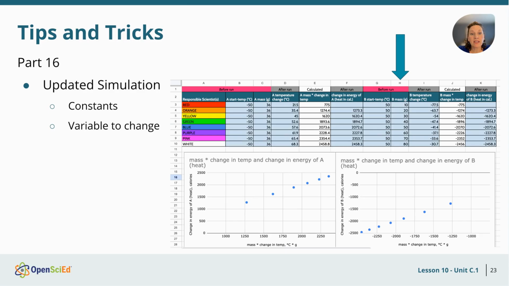And the updated simulation in part 16, to make things easy, I let the students come to a consensus about what they would like to keep constant. My students chose to have the starting temperature for object A, mass of object A, and the starting temperature for object B to all be the same. They decided only to change the mass of object B. By coming to a consensus ahead of time, my students were very focused when it came time to collect the data and enter it into the class spreadsheet.